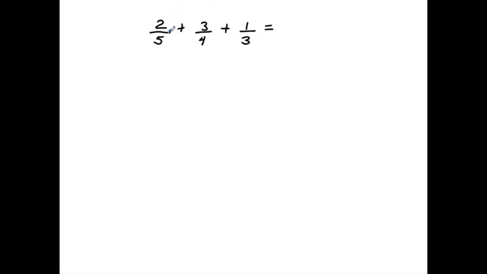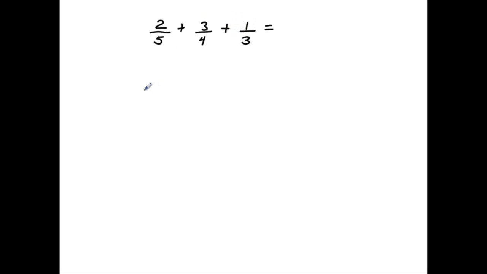In this problem, you have 2/5 plus 3/4 plus 1/3. So to add these three numbers together, you have to get a common denominator. Now, we can multiply the 5 times the 4 times the 3, and that's going to give us 60, and that will give us a common denominator.